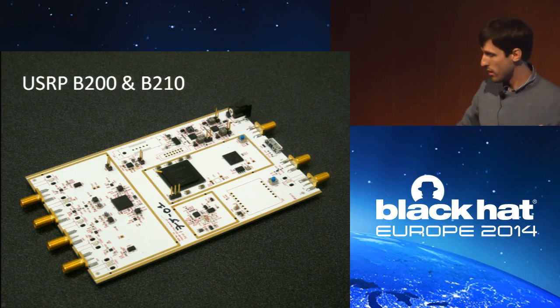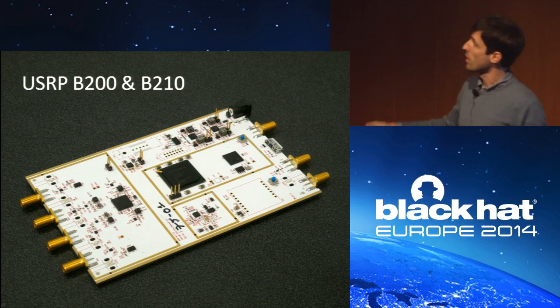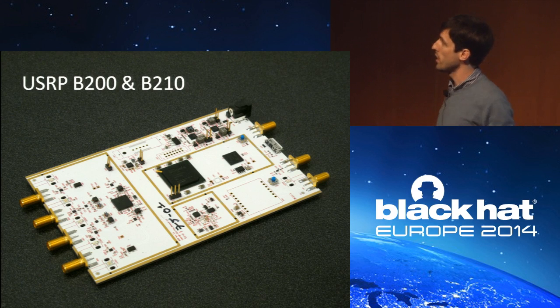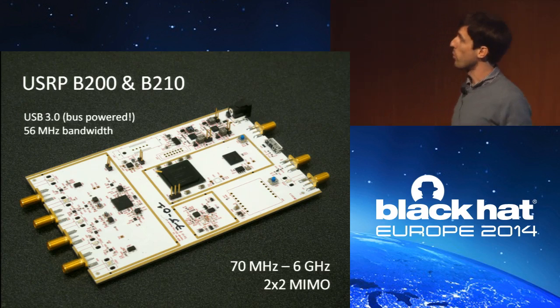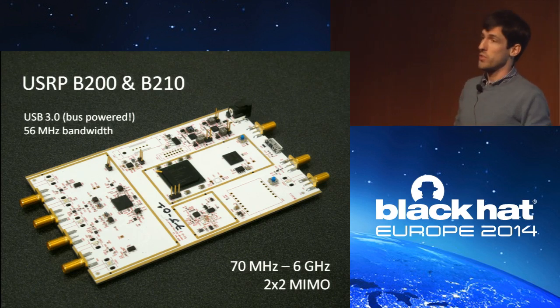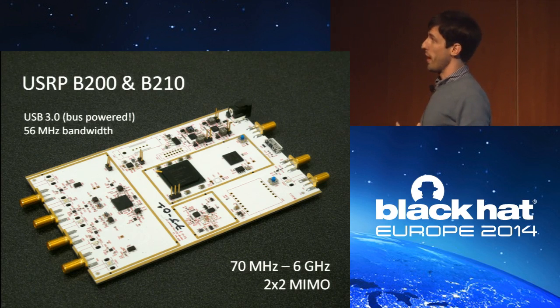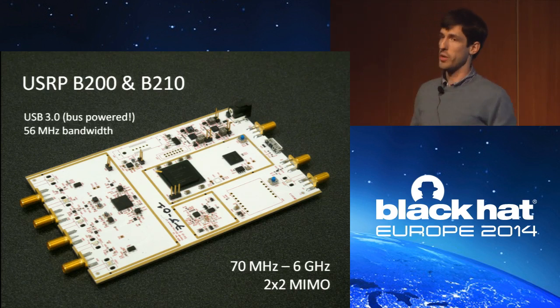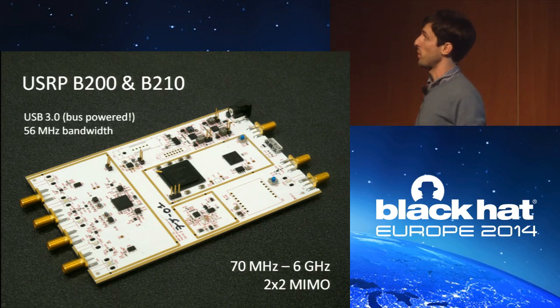I've got one happening here, and the other one's transmitting down there. It's a USRP B200 or B210. It's USB 3.0, which is really cool because it's bus powered. You don't need external power. You can sample up to 56 megahertz worth of bandwidth, which is huge. And you can tune anywhere from 70 megahertz to 6 gigahertz. So you have a huge frequency range to play with as well.